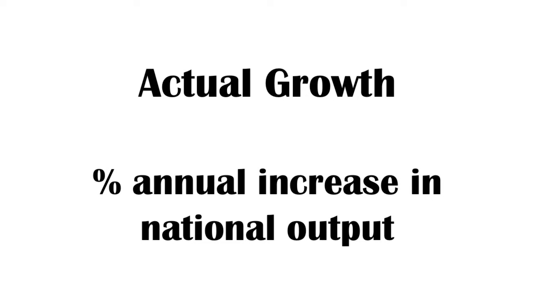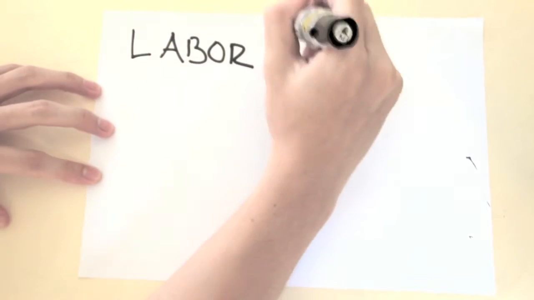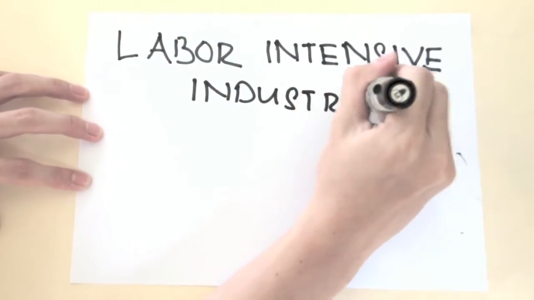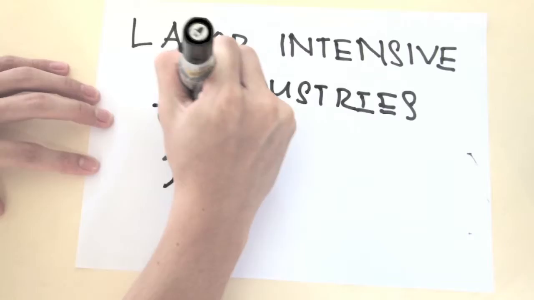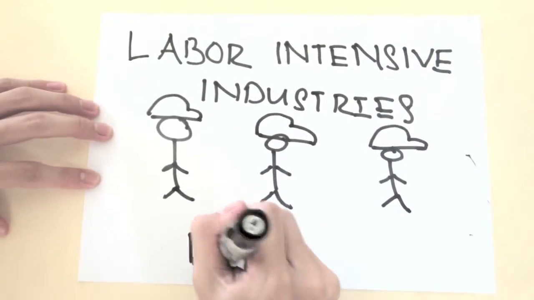Actual growth, it is the percentage annual increase in a country's national output. By having a low labor cost, China enjoys comparative advantage in labor-intensive industries such as low-end manufacturing and agriculture. This allows a decrease in the cost of production.